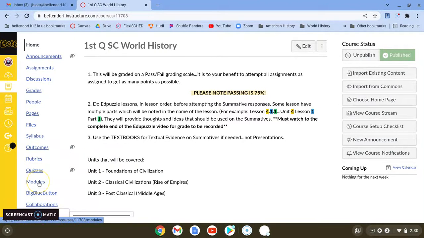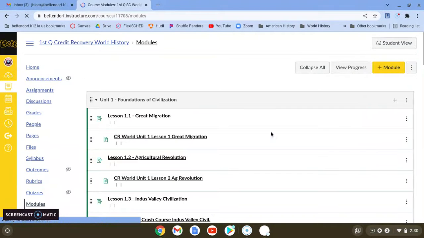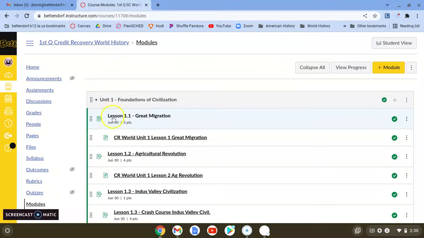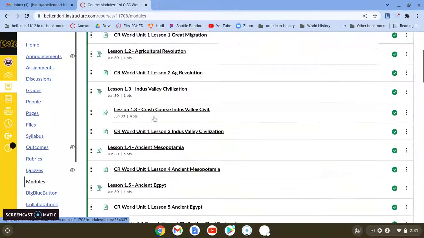But when you click into the module side, you're going to see what you need to do. So you are going to find all the things that are labeled lesson one point whatever or number point whatever, and those are Edpuzzles. So those are recorded videos that you're going to have to respond to with the correct answer when asked. So where it says CR, then world unit, whatever, these are the presentations that I used when it came to recording the lessons. So again, just start at the top and work your way to the bottom.